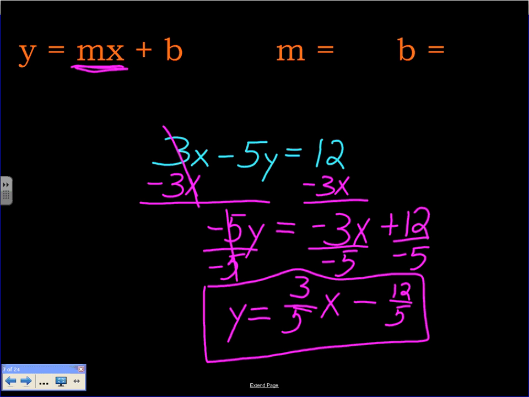Now if we write this, y is equal to 3/5 x minus 12/5. We can see that m, the slope, is going to be 3/5, and b, the y-intercept, is negative 12/5.